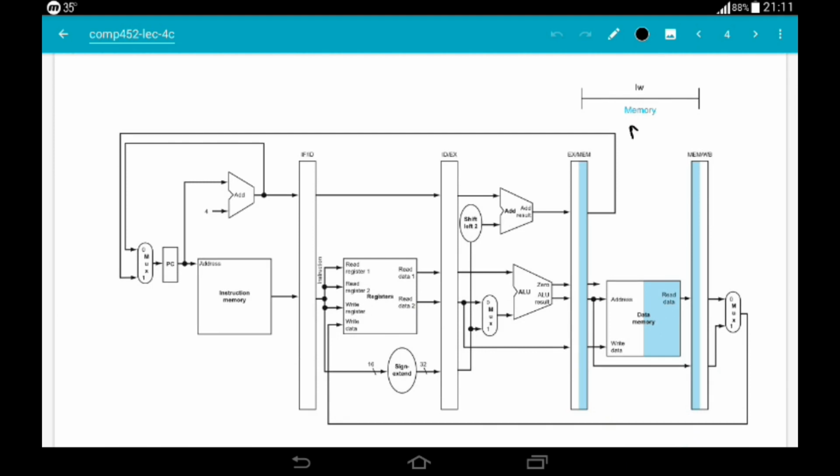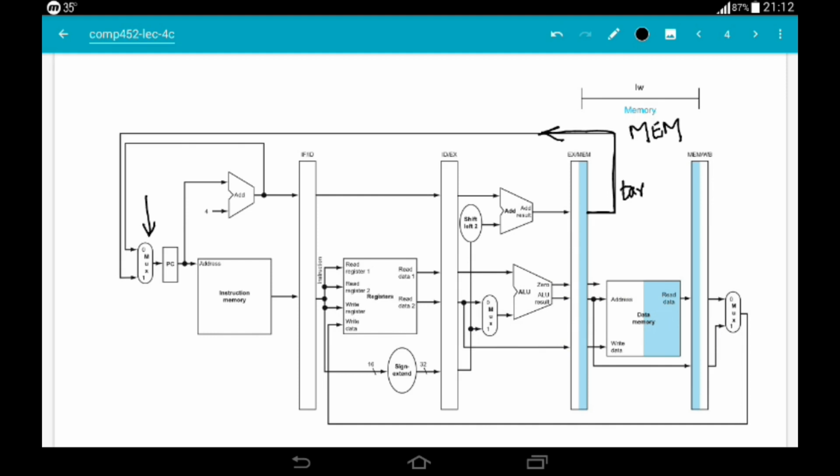This is the MEM stage, and in the MEM stage, what's happening is that this branch target, which was calculated in the previous stage, is read from the pipeline register, and you can see that it's being rerouted back towards this multiplexer. Actually, let's call it this multiplexer.